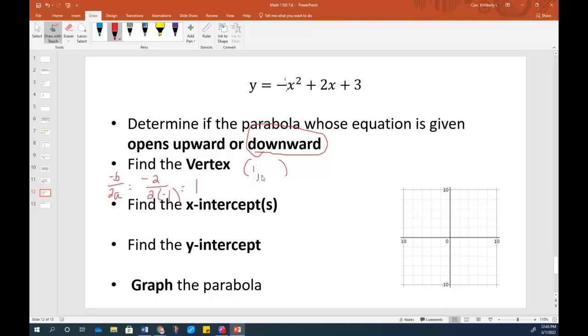To get the second number here, you need to plug a 1 in to all of those x values. So I get -1 squared. Now I didn't put parentheses this time because I don't need that negative squared. It's just the x I'm squaring. Plus 2 times 1 plus 3. So that is -1 plus 2 plus 3. -1 plus 2 is 1, and 1 plus 3 is 4. So my vertex happens at (1, 4).